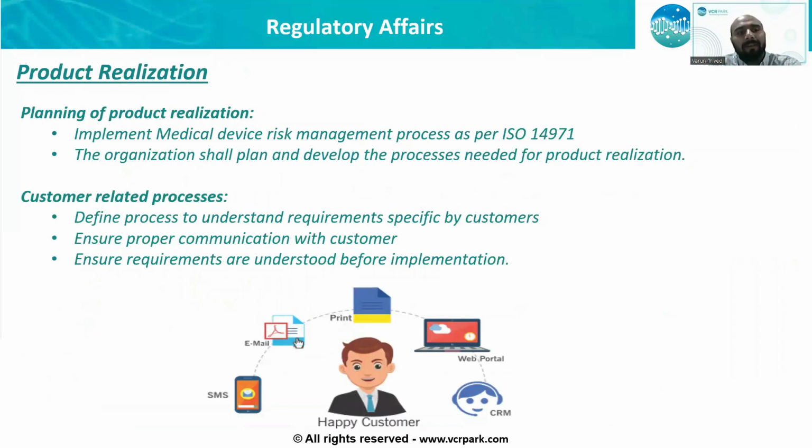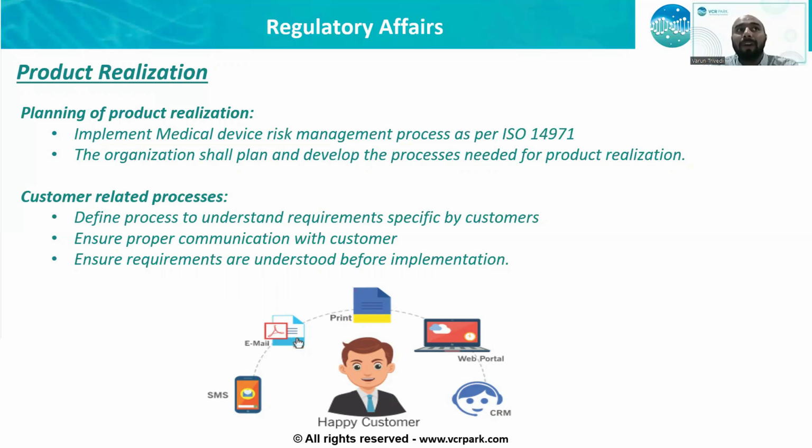Let's look at the most important section of ISO 13485, which is the product realization. So product realization starts from your risk management process, which is as per ISO 14971. We'll talk a lot about it in our next session. It then goes towards identifying the customer. From there, it defines the requirements for the overall design and development to be conducted. From there, it goes towards understanding the procurement or purchasing related activity.